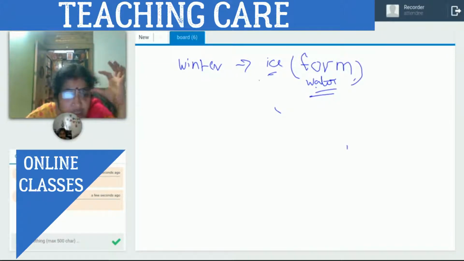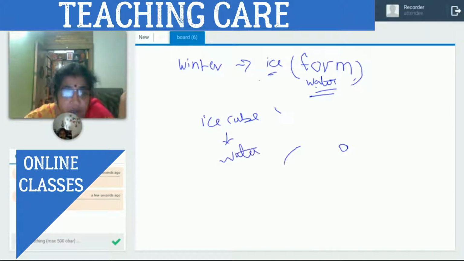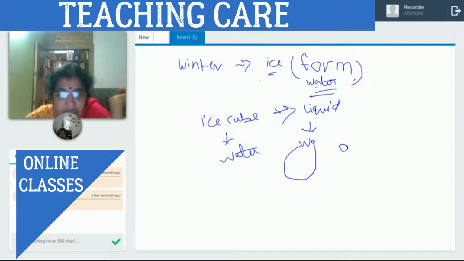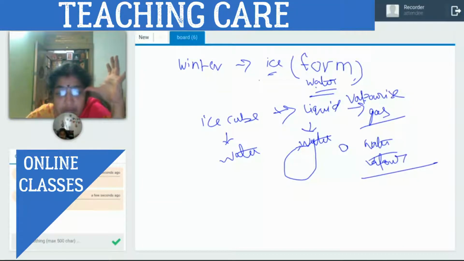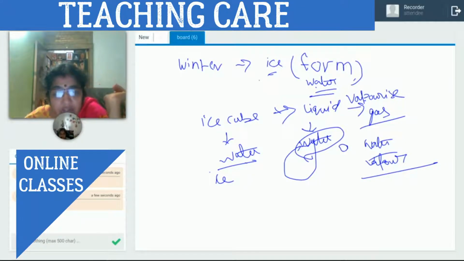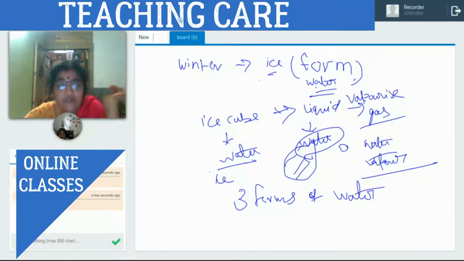So by this what you can understand is all are called water only. Ice cube is also water, right? And if you melt it, it will become liquid. That is also called water. And if you vaporize it, it will change into gas. That is called water vapor. So water vapor, ice cube or ice, and water are the three forms of water.